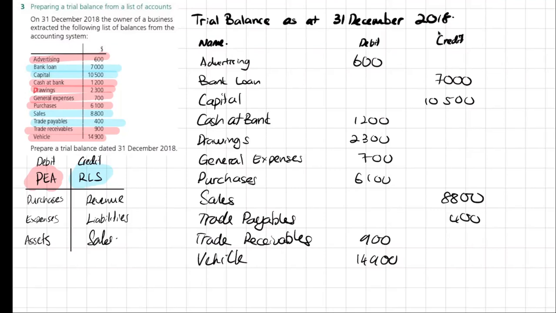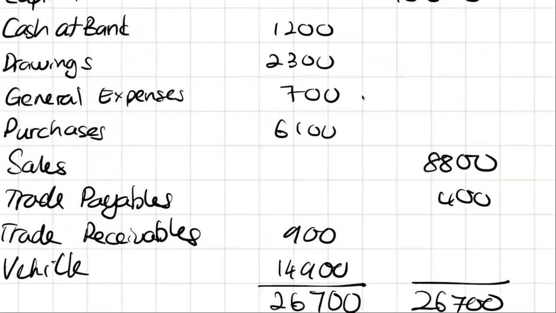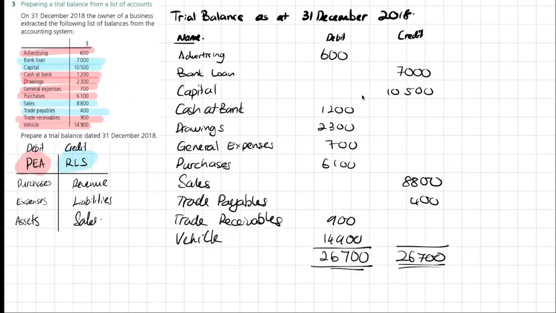We have 600 plus 1,002 plus 2,300 plus 700 plus 6,100, 900, 14,900. We'll get 26,700 in total. Let's see if we can get the same amount on the credit side. So 7,000 plus 10,500 plus 8,800 plus 400. 26,700 as well, and we are good to go. So once this is done, we can say that our trial balance is complete and it is balanced. Just underline this, and then we are good to go.